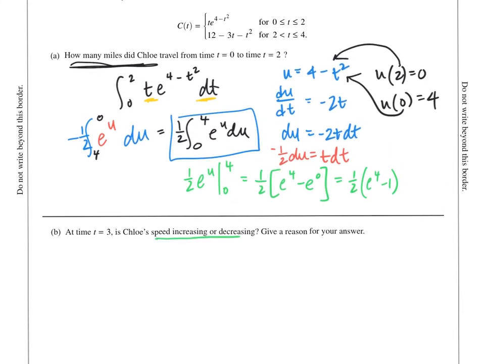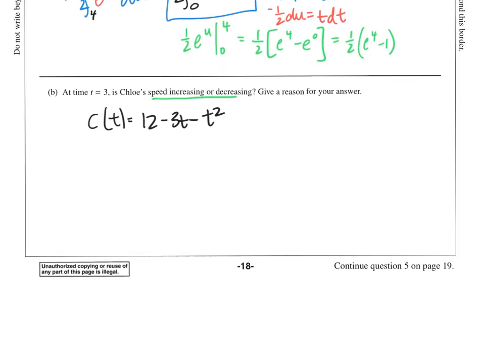And again, it says at t equals 3 because t is 3 is in this interval between 2 and 4. I'm going to go ahead and use this bottom velocity equation for Chloe. So I'm going to say Chloe, ooh, that is ugly. Chloe, her velocity was 12 minus 3t minus t squared. And I'm going to calculate what is that velocity at 3.